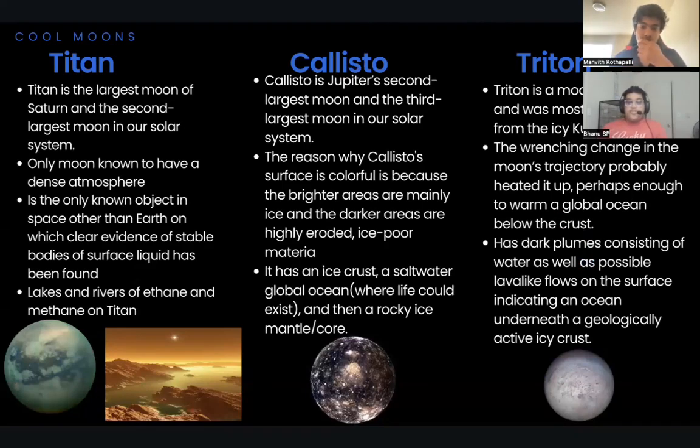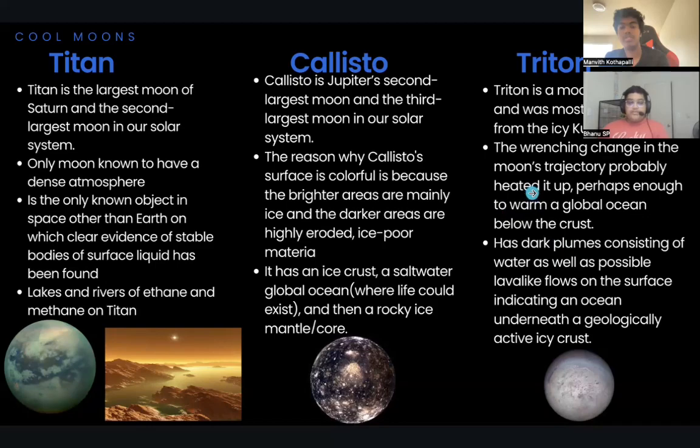Alright, so Callisto is Jupiter's second largest moon and the third largest moon in the solar system. It has a thin atmosphere composed mostly of carbon dioxide and was discovered by Galileo Galilei on January 7, 1610. Callisto's surface is colorful because the brighter areas are mainly just ice, and the darker areas are highly eroded ice-core material, which we don't know what it's made of yet. It was also explored by the Galileo space probe. It has an ice crust and a saltwater global ocean, where life could exist, and then a rocky ice mantle and core. Its diameter is just under 3,000 miles.